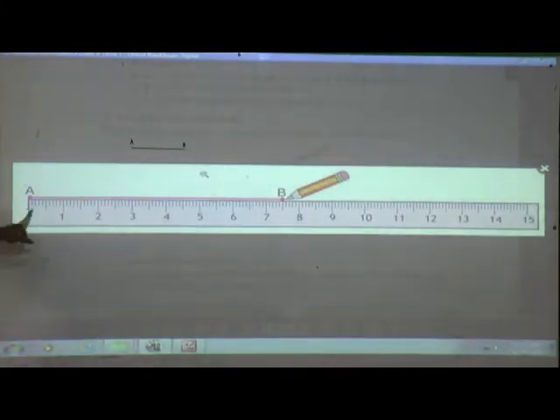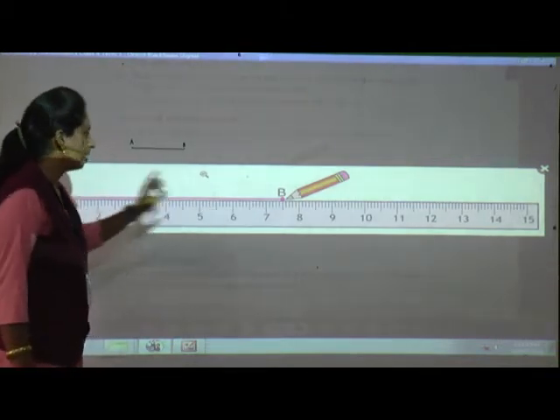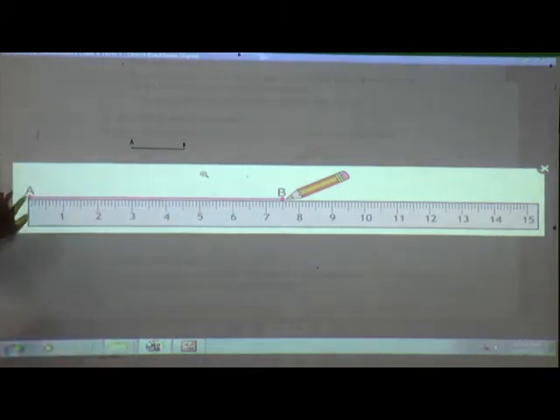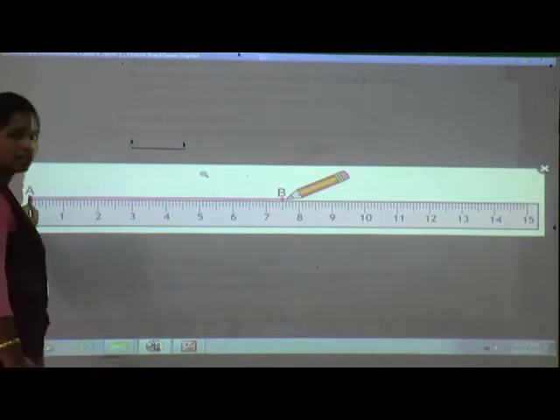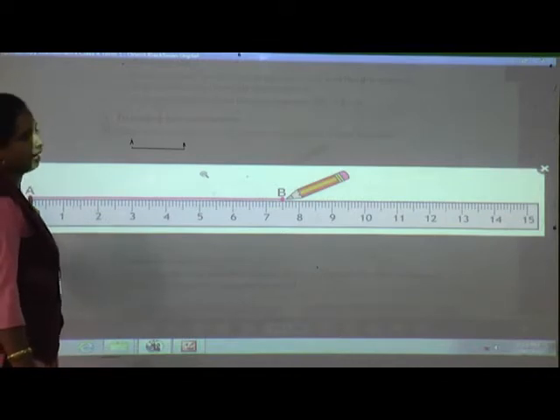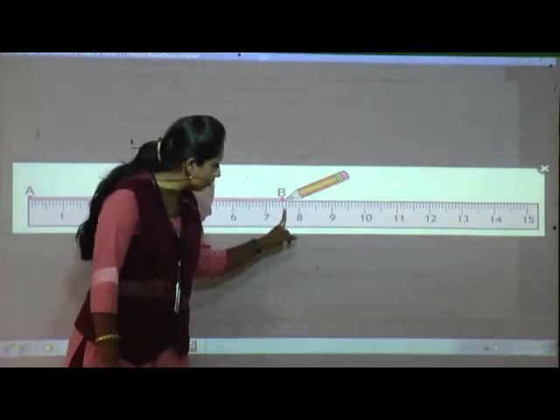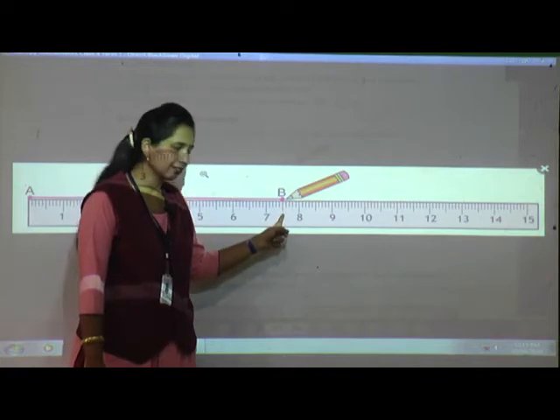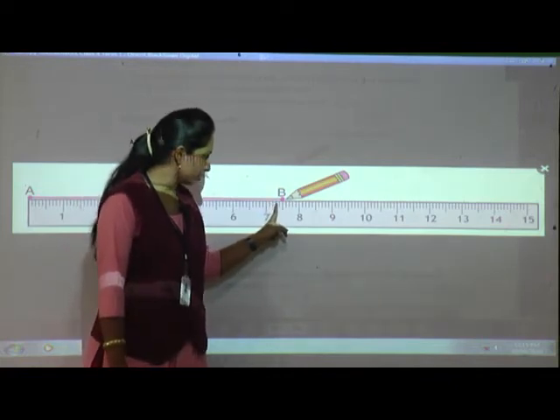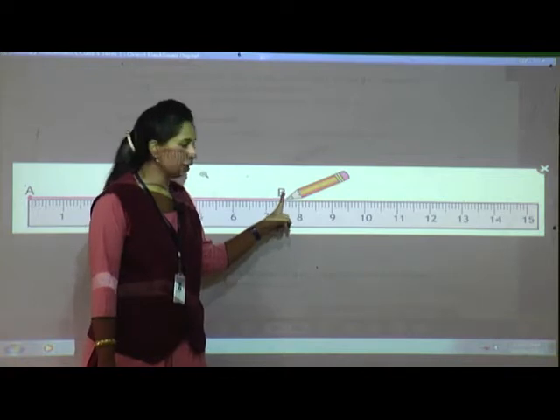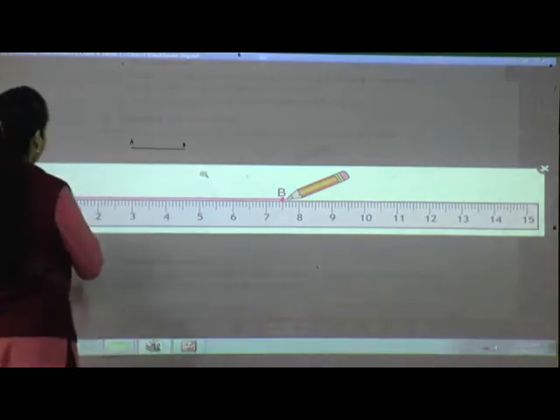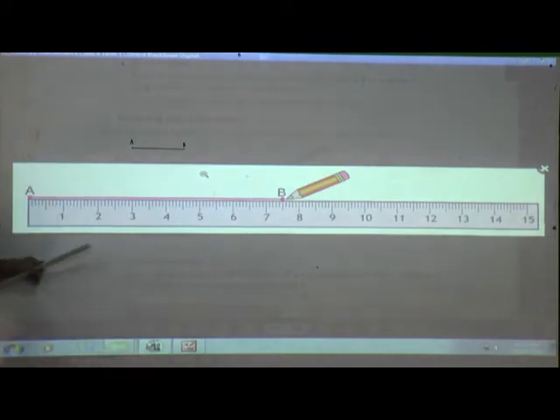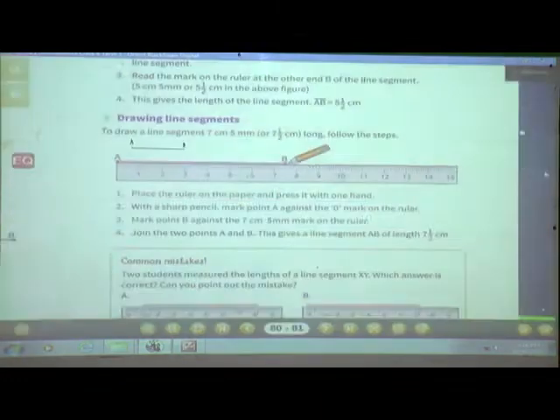See, you have to take the scale and press with one hand and take your sharp pencil. First give one point at the 0, and how much do they ask? 7.5. So 7 is here, and 5 mm is between 7 and 8. This is the middle line, that is 5 mm. This is 1 mm, 2, 3, 4, 5. So here give one more dot and give the name B. Then draw one line to join A and B. Clear? Understood, students? Yes, very good.